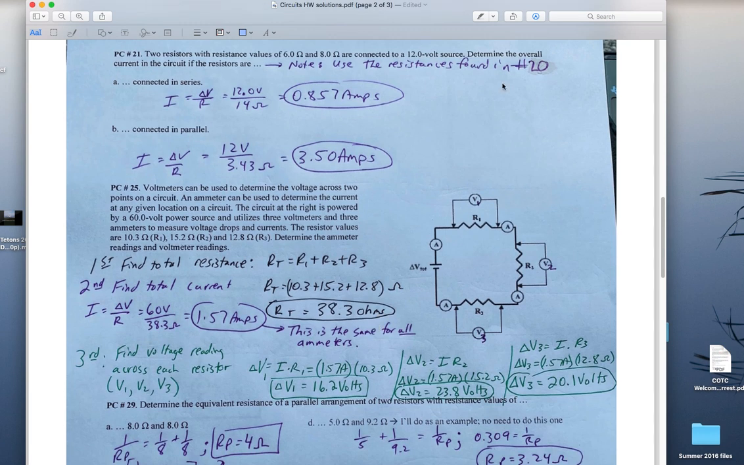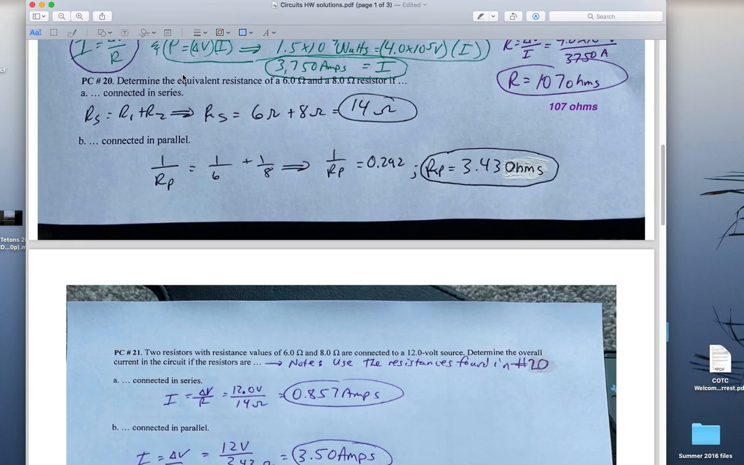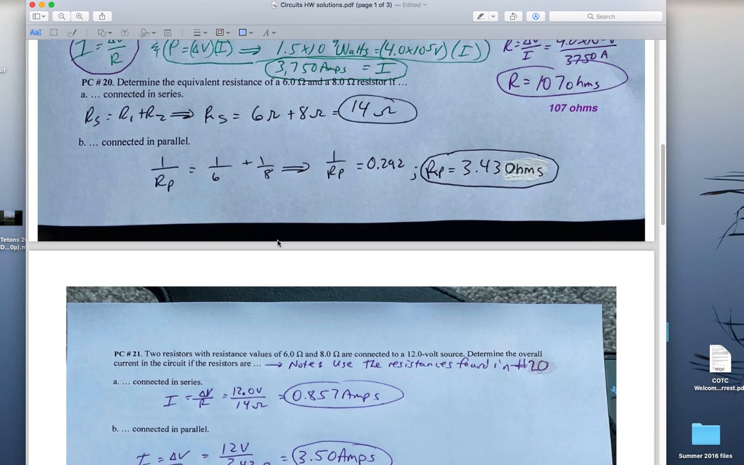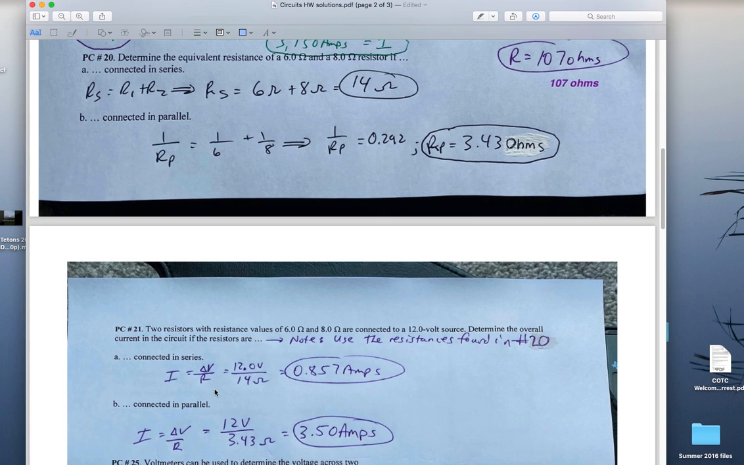So for 21, I don't know why I wrote the wrong answer here initially, but I had 18, it's actually 20, which we just did. What we're doing here now is figuring out the current in the circuit if there's a 12-volt power source. So 12 volts divided by 14 ohms, 12 volts divided by 3.43 ohms, gives 0.857 amps, 3.50 amps here.